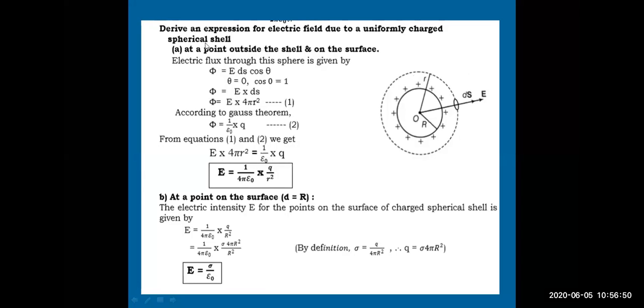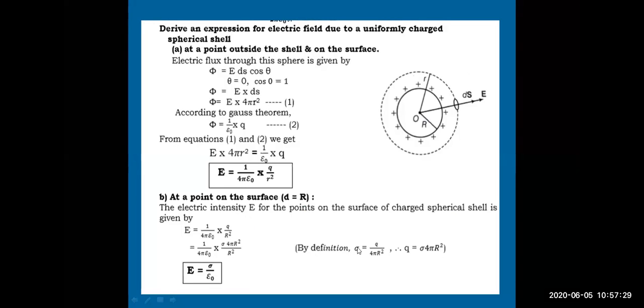So you're going to derive the expression for a point outside the shell, and it has to be on the surface. Second point, when you take a point on the surface, this distance d will be equal to the capital R. Electric intensity, capital E, for the points on the surface of the charged spherical shell is given by the formula E is equal to 1 divided by 4 pi epsilon naught q divided by capital R square. This is the Coulomb's law that we follow.